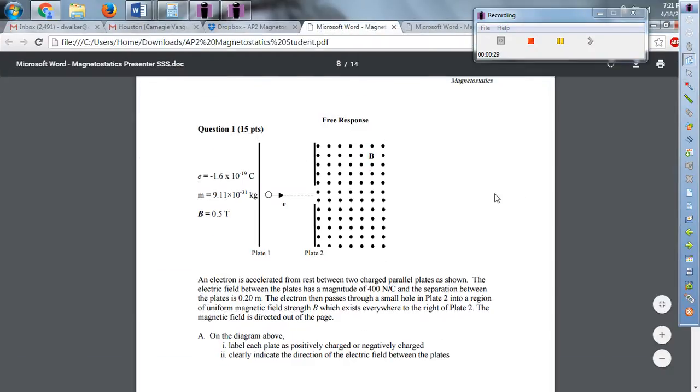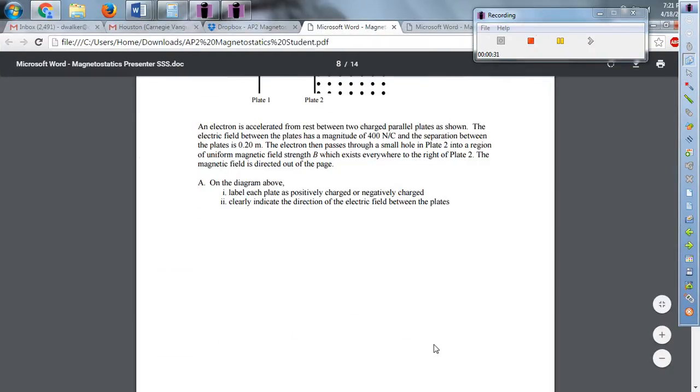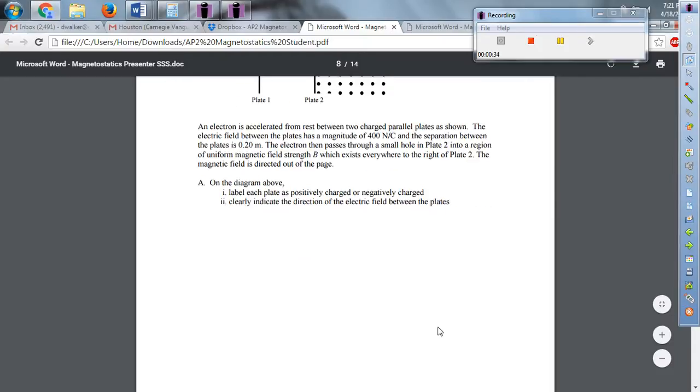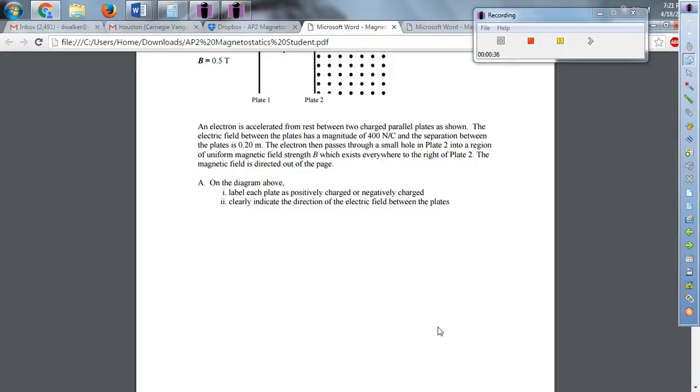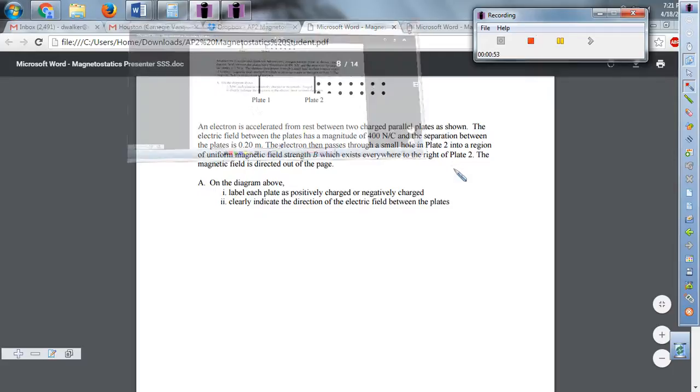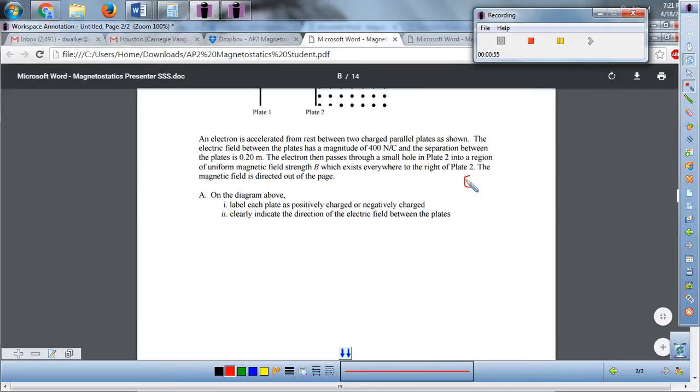So let's see. They tell us the strength of the field. They give us how far it is between the plates, and they say the plates are charged in parallel. The field magnitude is 400 newtons per coulomb. So I'm going to go ahead, because it's going to be cramped writing space, and I'm going to say, well, that electric field, E, is equal to V over D.